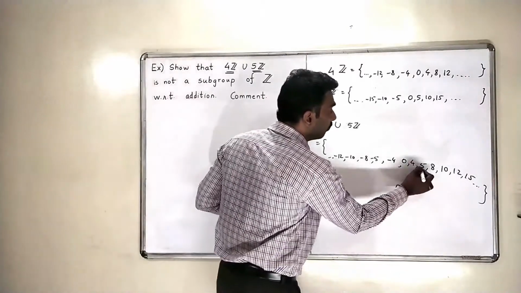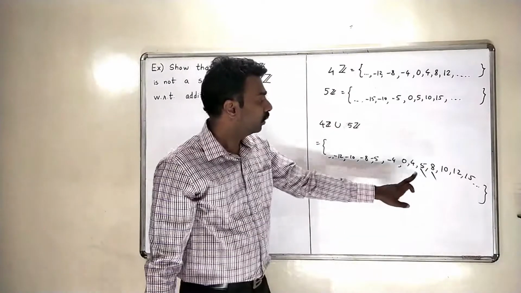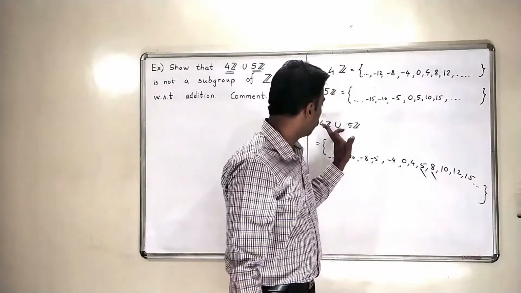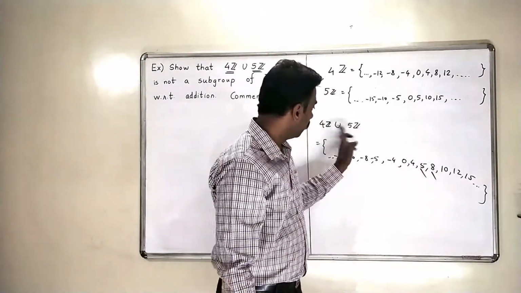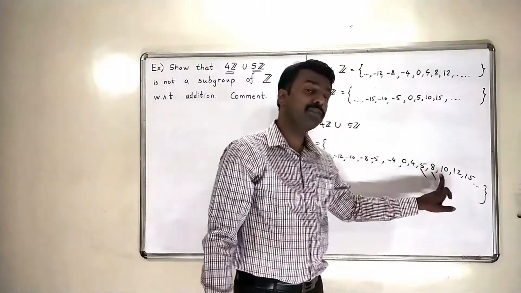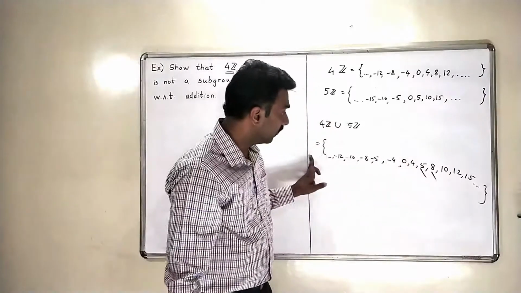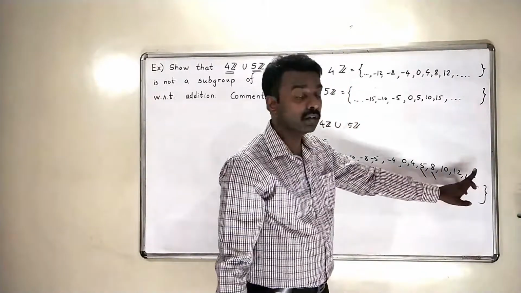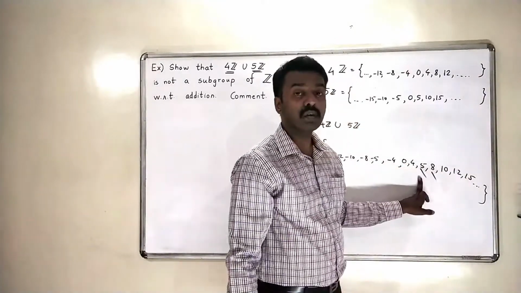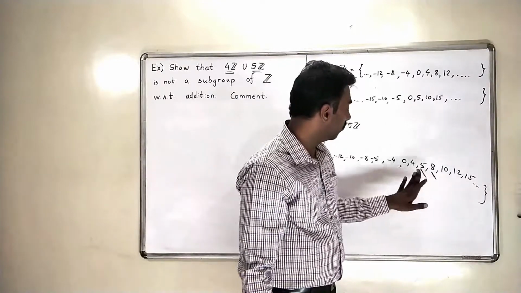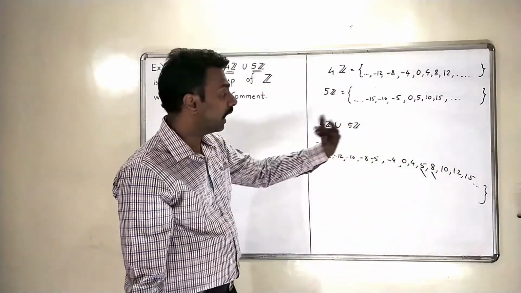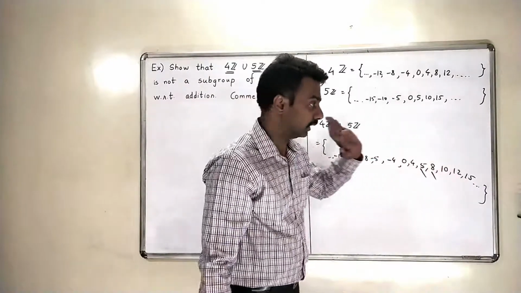Suppose I pick 5 and 8. I'm taking 5 from this set, and 8 is also from that set. What is the addition of 5 and 8? The addition of 5 and 8 is 13. Is 13 an element of this set? No. This means that closure will not be satisfied. So once closure fails, I don't really have to check all other properties.